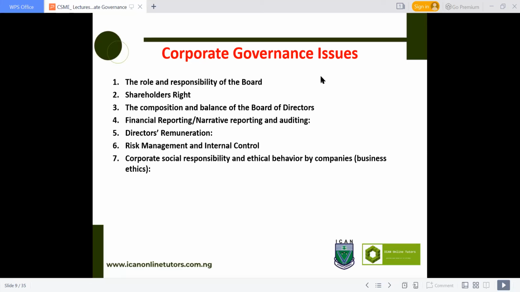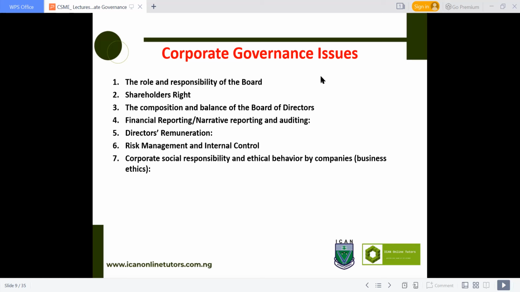And that's why we are starting with corporate governance. After corporate governance, we are going to move to risk management, because risk management is part of corporate governance. So have a good risk management in place and also have a good internal control.